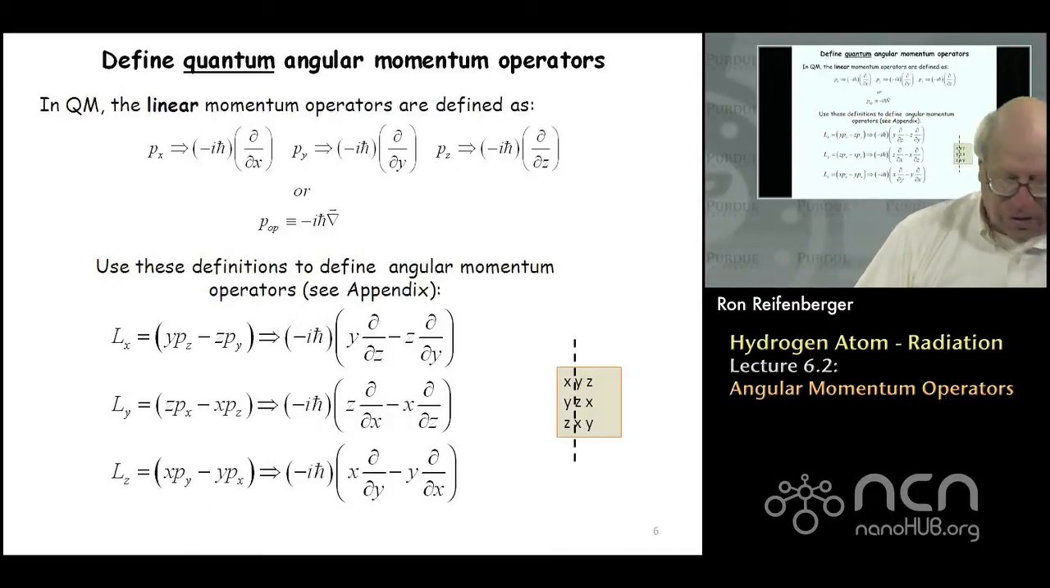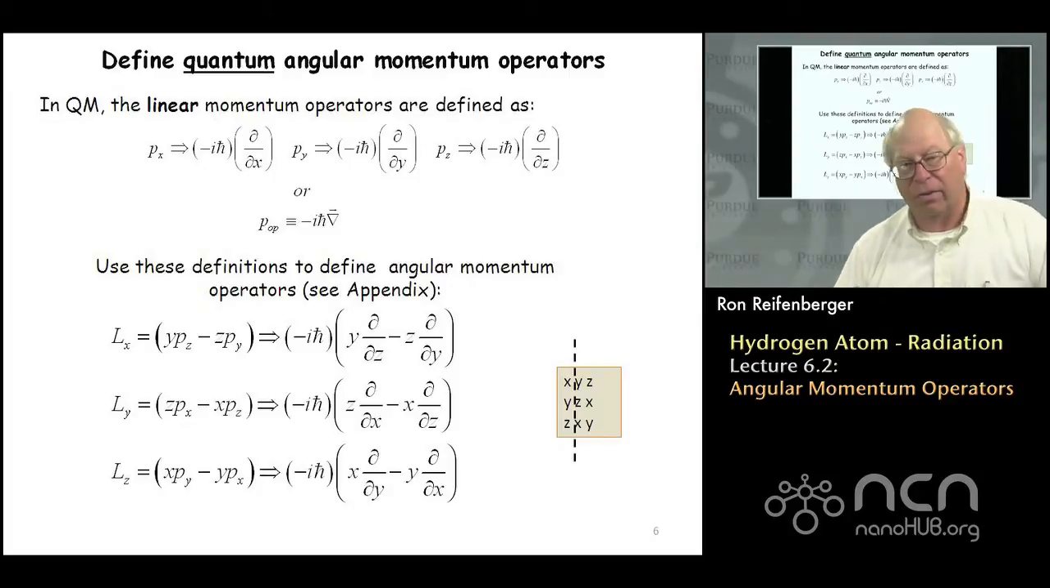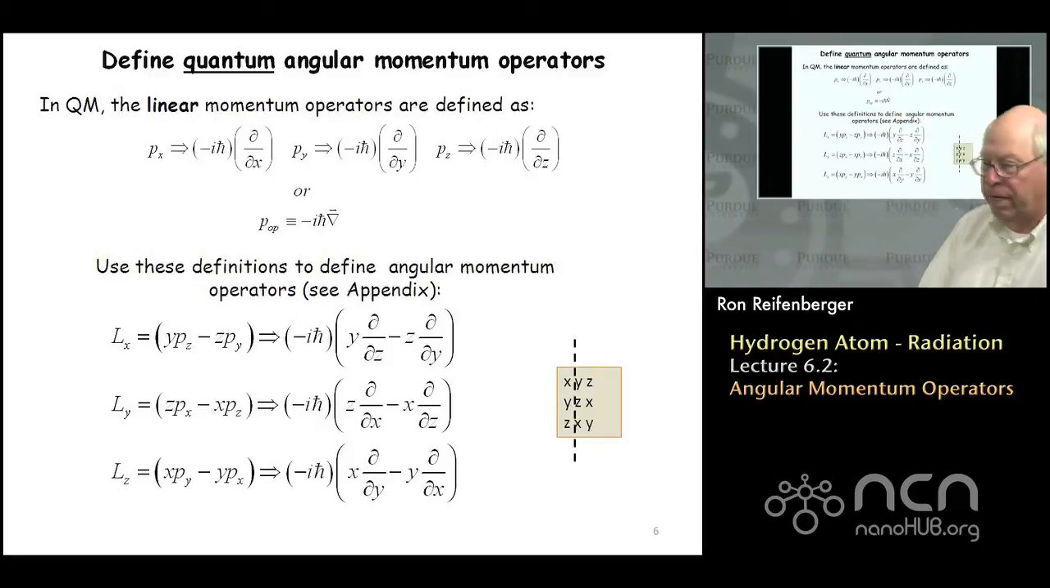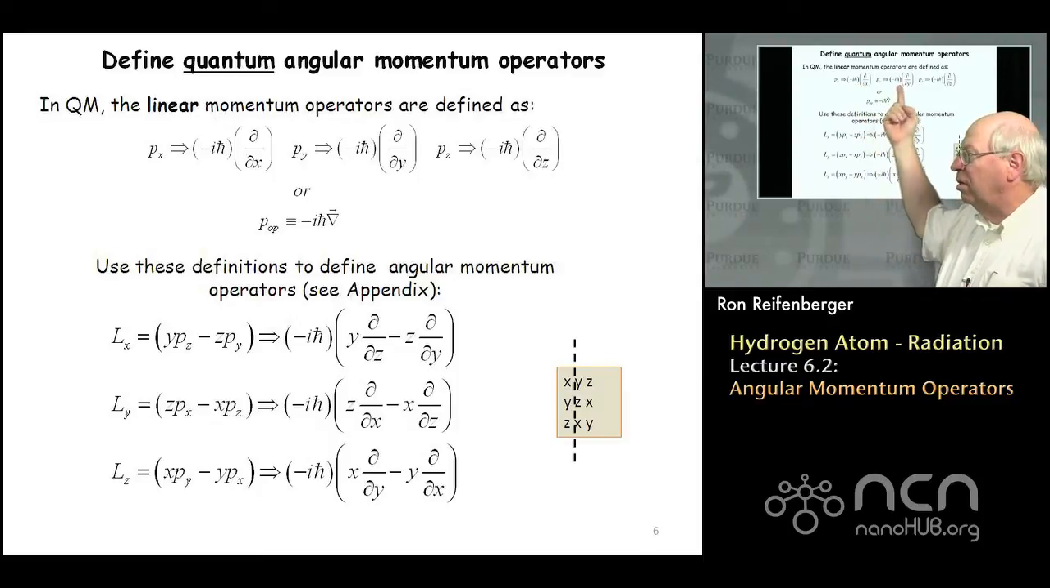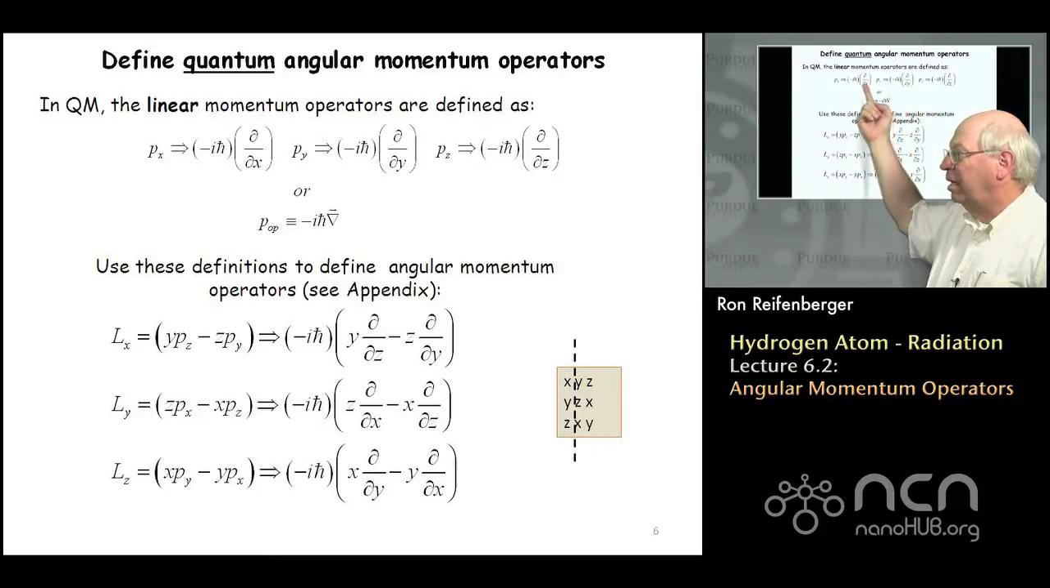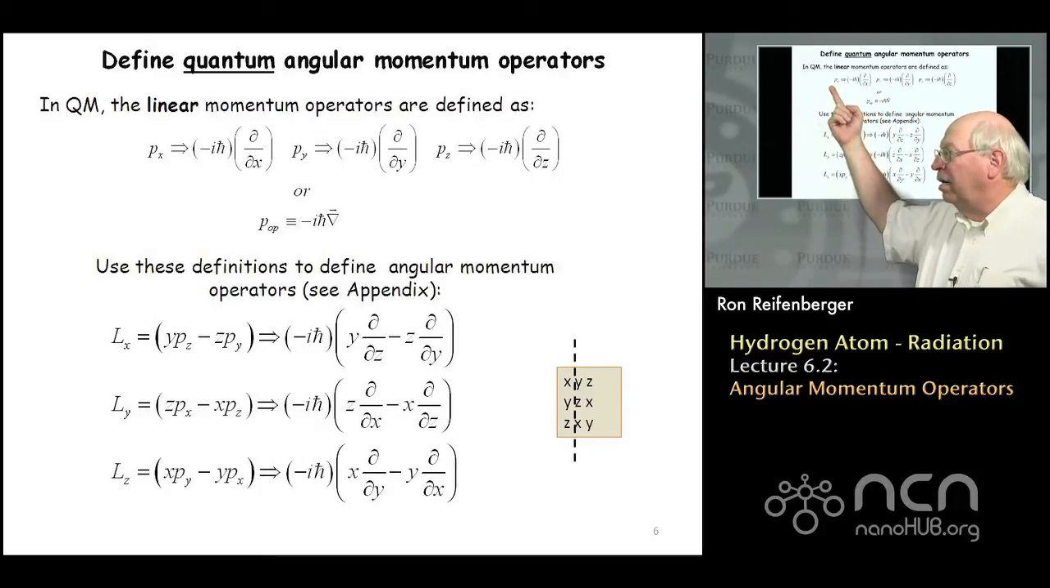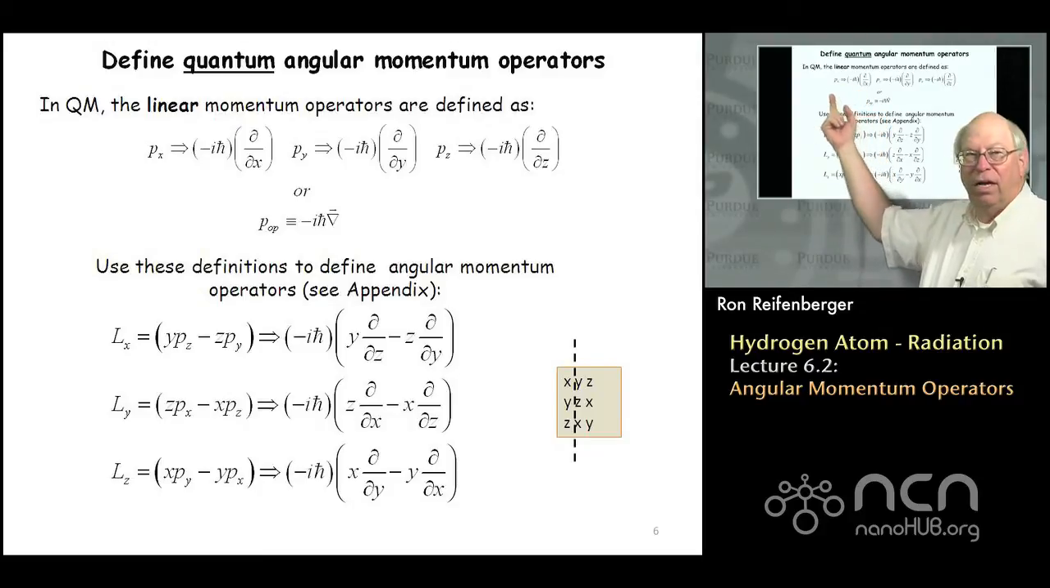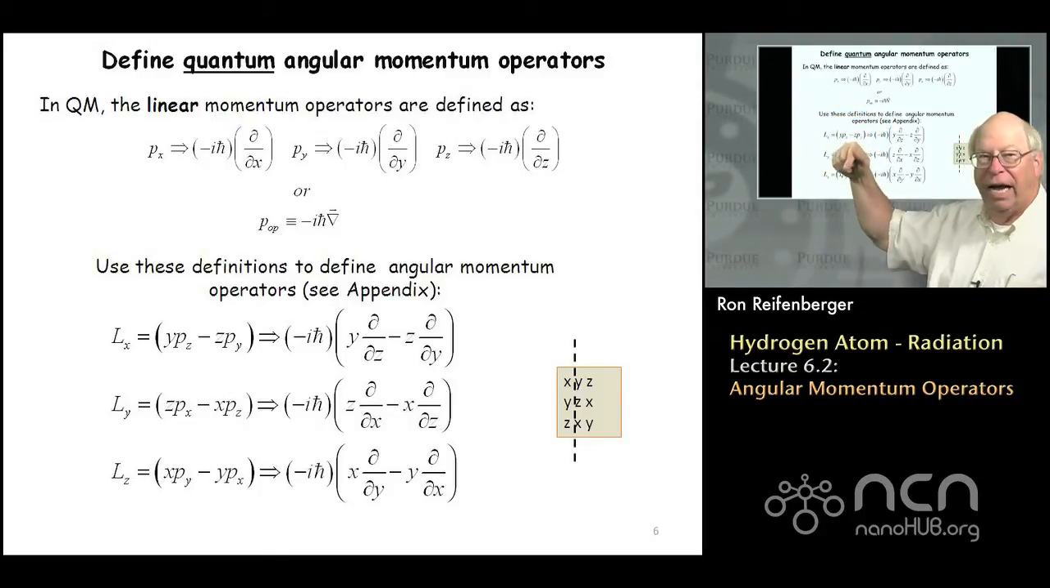So the discussion revolves around defining angular momentum operators. What I have to first remind you of is that in x, y, z coordinates, the linear momentum operators are specified in a very straightforward way. They involve just partials with respect to x, y, or z. So if you operate on a wave function with this operator and you get an eigenvalue problem, the eigenvalue is then going to be the momentum along the x, the y, or the z direction.